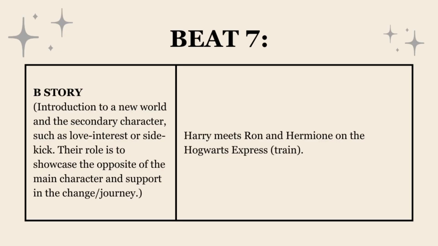The next beat is B story. This is the introduction to the new world and the secondary character, such as a love interest or a sidekick. And their role is to showcase the opposite of the main character and support the change and the journey that the main character must go through.